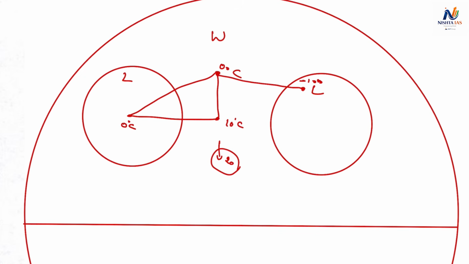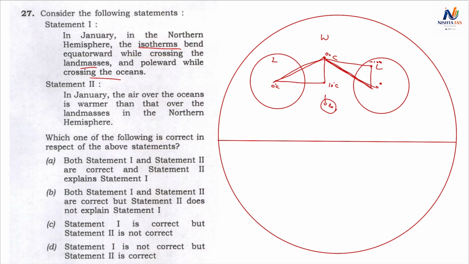So I want to move equatorwards for 0 degrees Celsius from minus 10 degrees. So I came here. So now at this point I got the 0 degrees Celsius. So this became the isotherm here. So now we will read the question after analyzing this diagram.